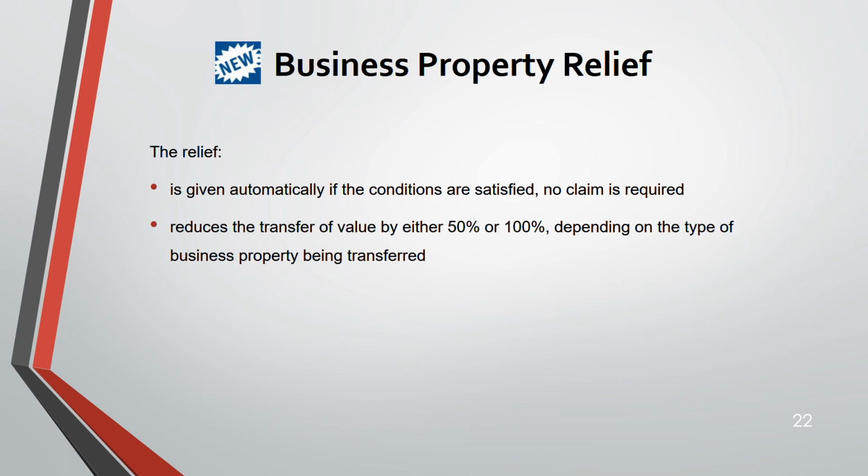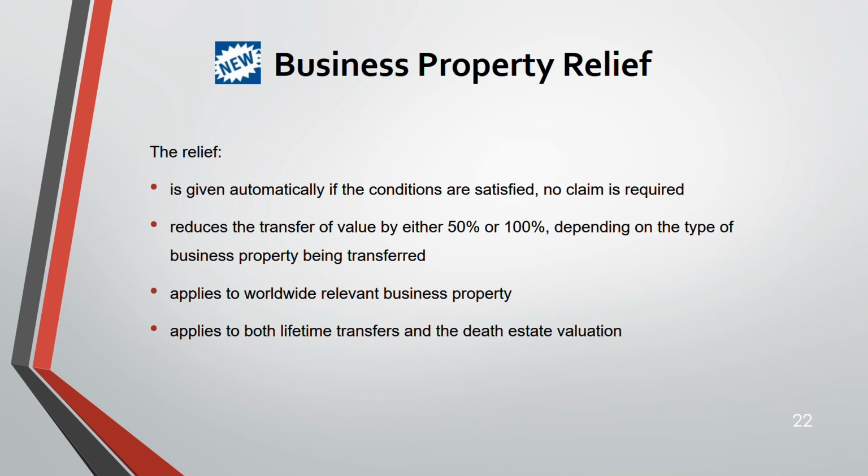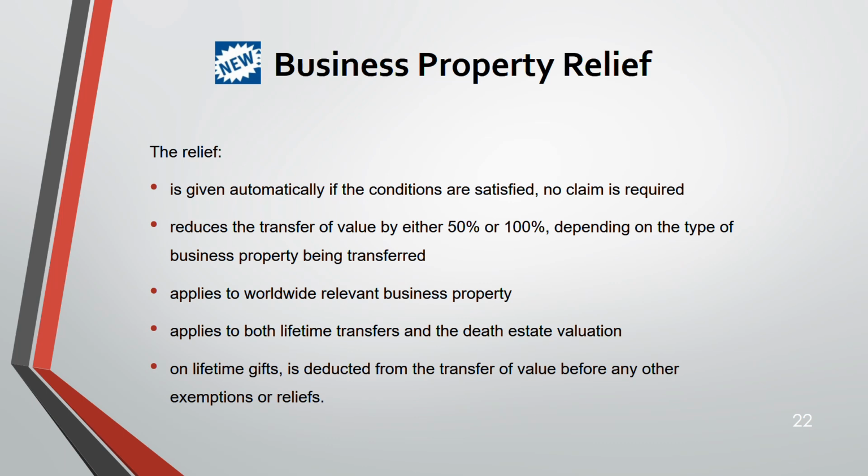This relief reduces your transfer of value by either 50 or 100% depending on the type of business property being transferred. We'll see in the table in the next slide which ones are 50 and which are 100%. This applies to your worldwide relevant business property, not just UK. Applies to both lifetime transfer and death estate valuation. And on lifetime gifts, this is deducted from your transfer of value before any other exemptions or reliefs.